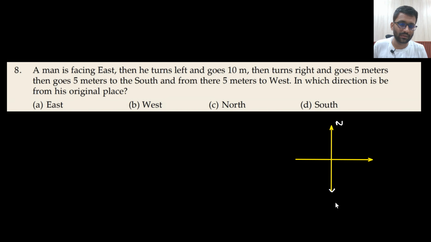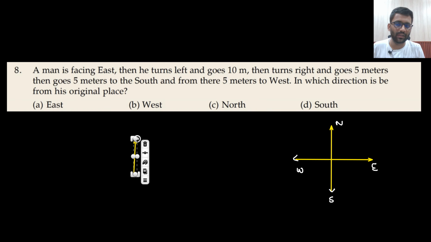North, south, east, and west. The man is facing east. Then he turns left and goes 10 meter. Okay. So he is facing east and turns left. That means in this direction. He is facing east, turns left and goes 10 meter.